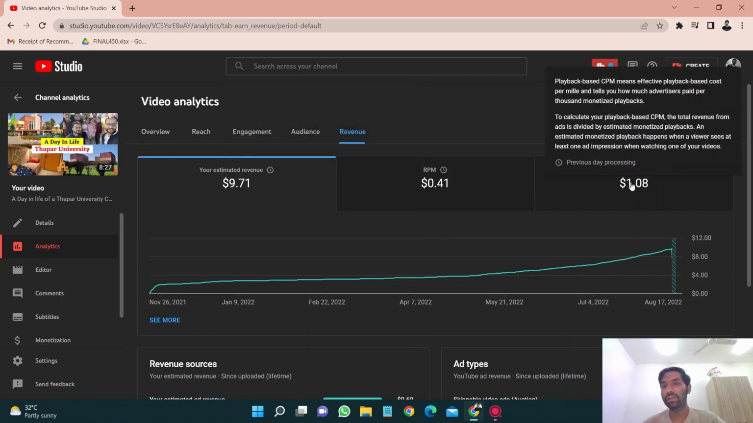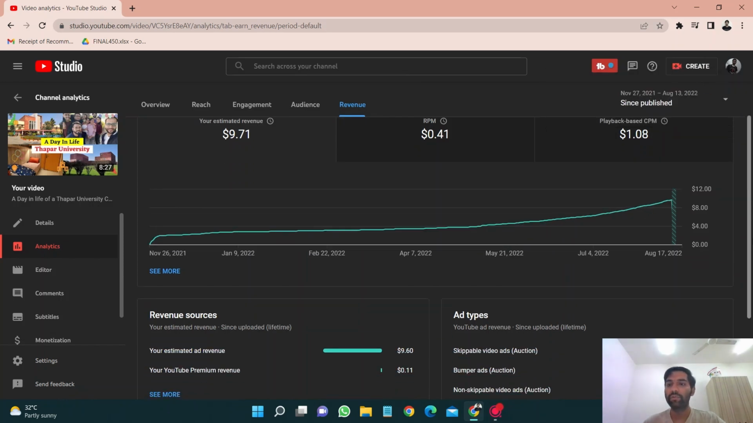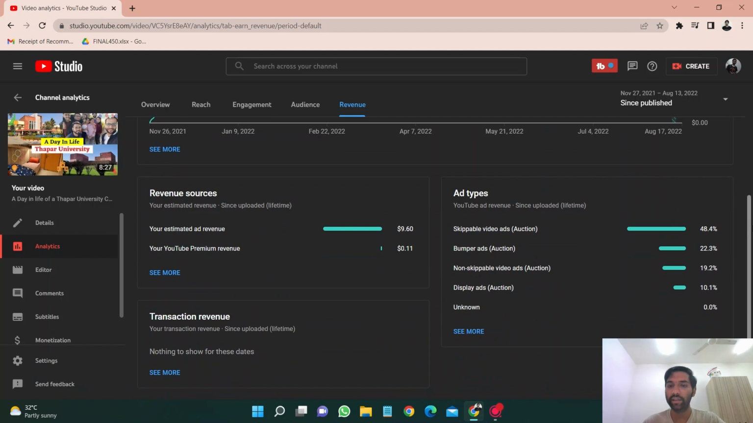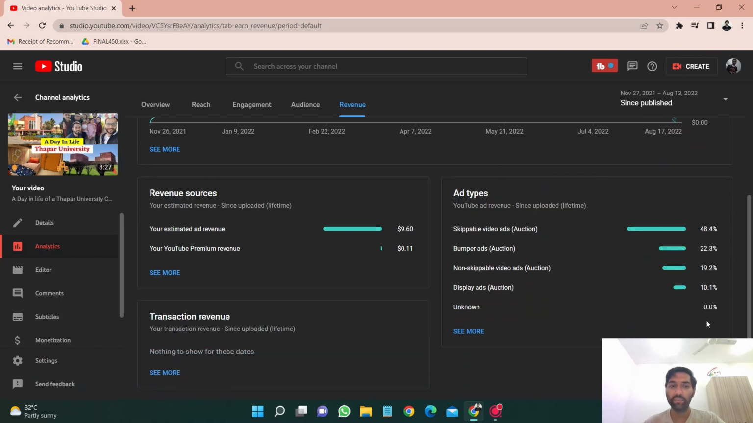And CPM is the cost per mille. It tells you how much advertisers are paying for 1000 playbacks. So if an ad plays on your video 1000 times, this is the revenue you get, as far as I believe. Also, you get some share of YouTube Premium revenue from the people who are using YouTube Premium. And this is the ad revenue. These are the types of ads that are playing on this video.